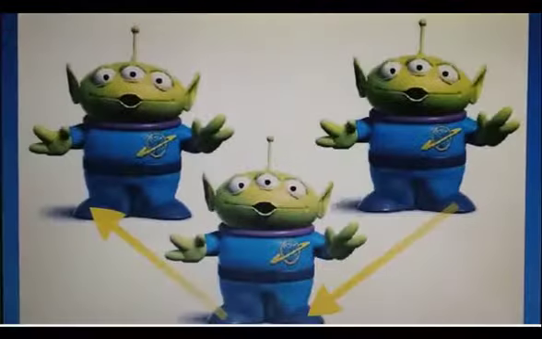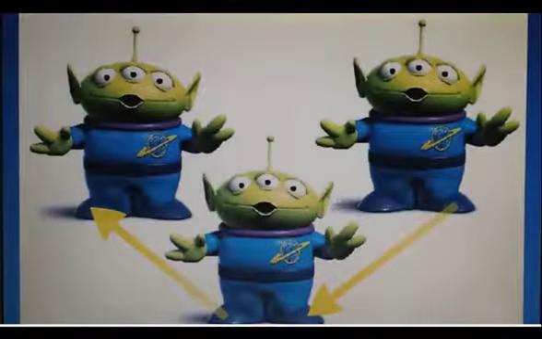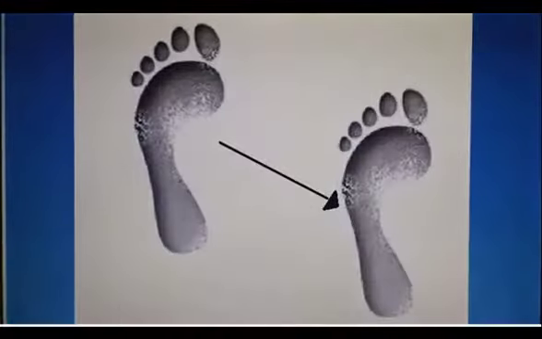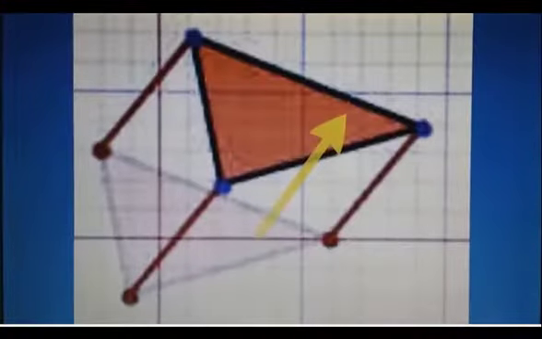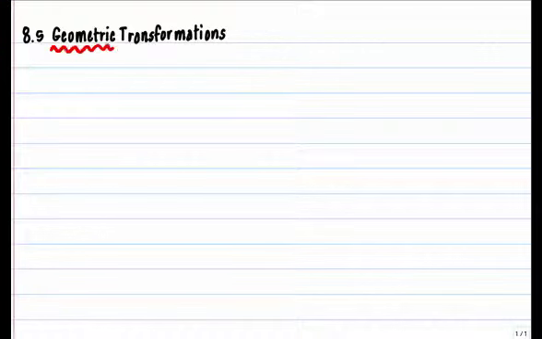Here the Martian is being slid forward and left and then back and left, as well as his footprint being slid down and to the right. And here's a geometric translation of a triangle. So let's get to our notes on geometric transformations.